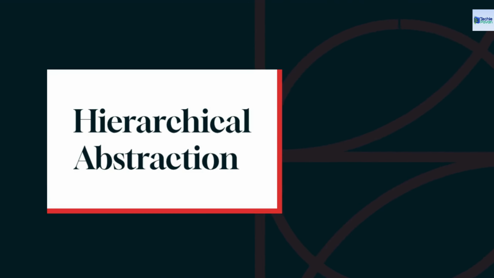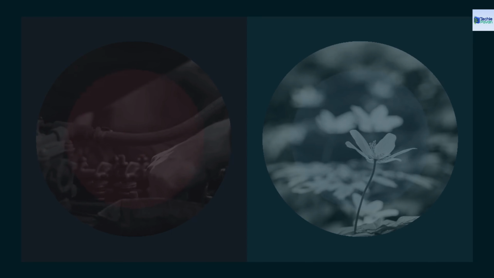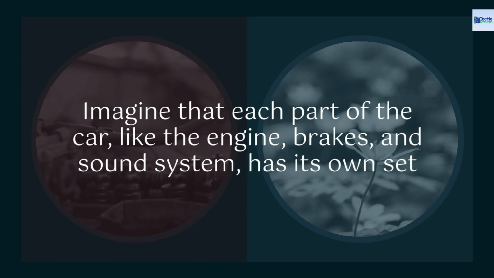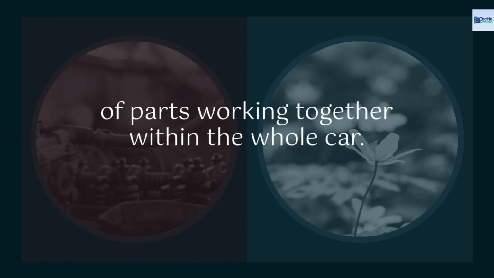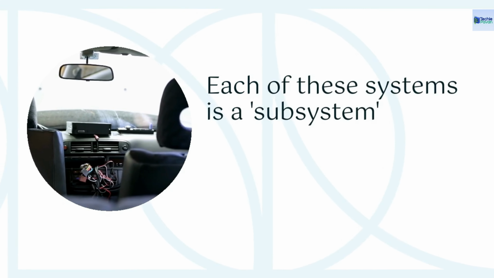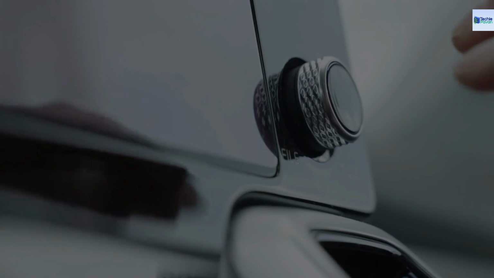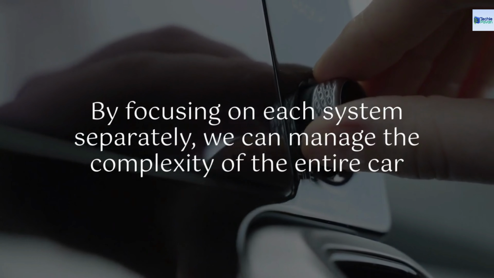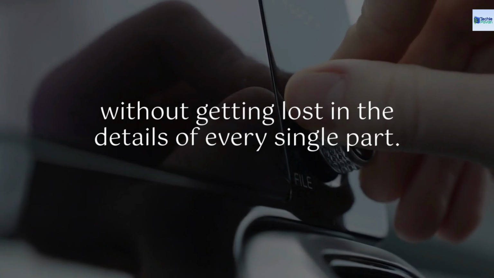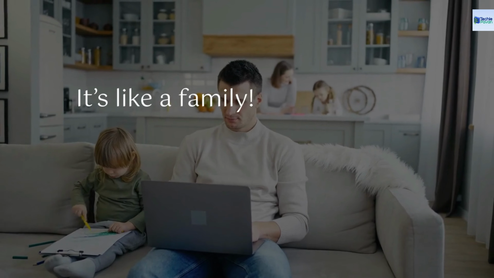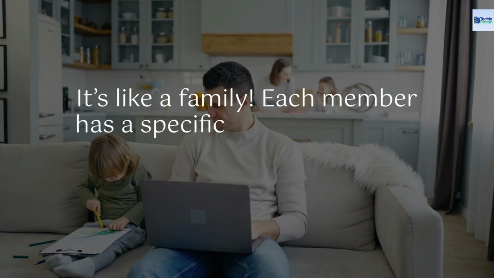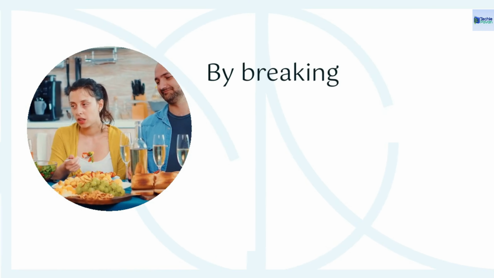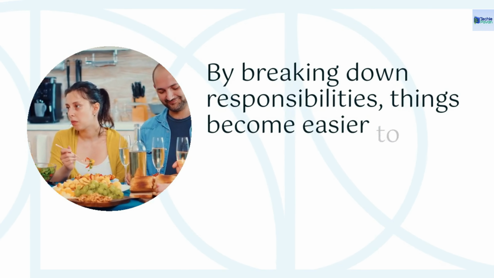Let's go a bit deeper with what's called hierarchical abstraction. Imagine that each part of the car, like the engine, brakes, and sound system, has its own set of parts working together within the whole car. Each of these systems is a subsystem that does a specific job. By focusing on each system separately, we can manage the complexity of the entire car without getting lost in the details of every single part. It's like a family. Each member has a specific role, and they all contribute to making the household run smoothly. By breaking down responsibilities, things become easier to manage.